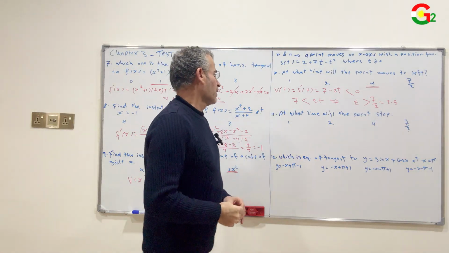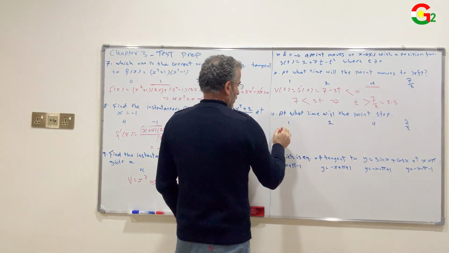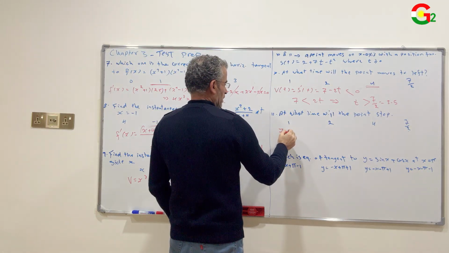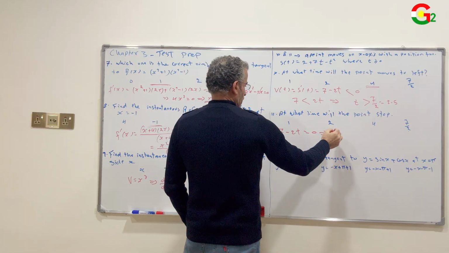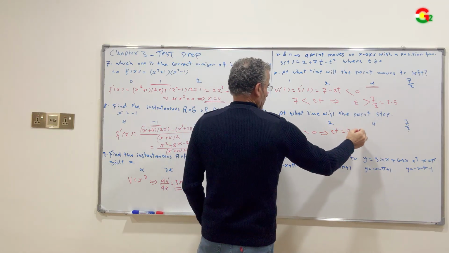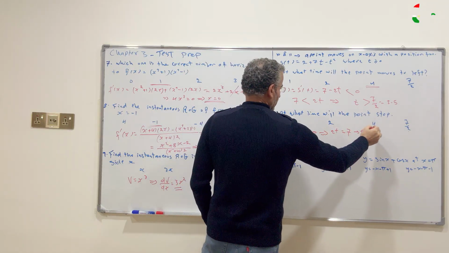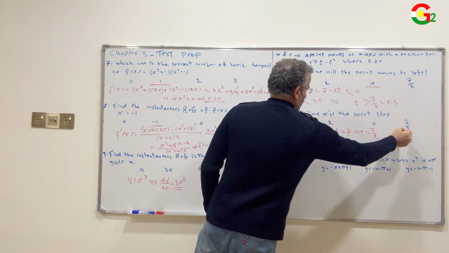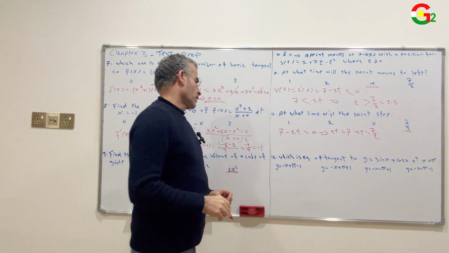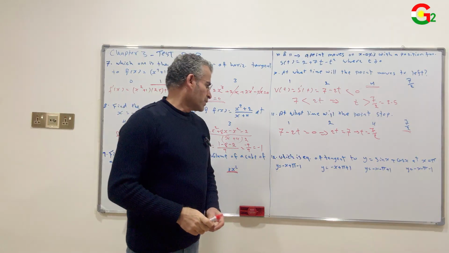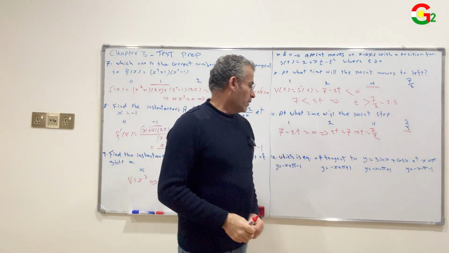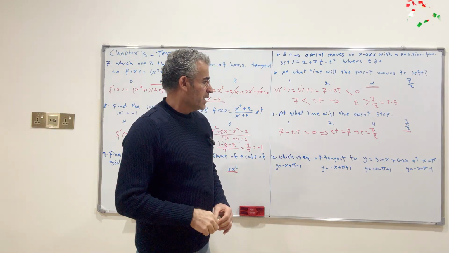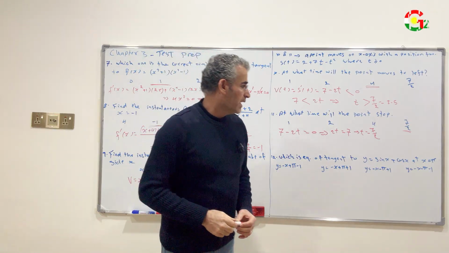At what time will the point stop? The point stops when the velocity is 0, 7 minus 2t equals 0, then 2t equals 7, and t equals 7 over 2. Choice D. Number 12, which is the equation of the tangent line to the function y equals sine x plus cosine x at x equal pi.